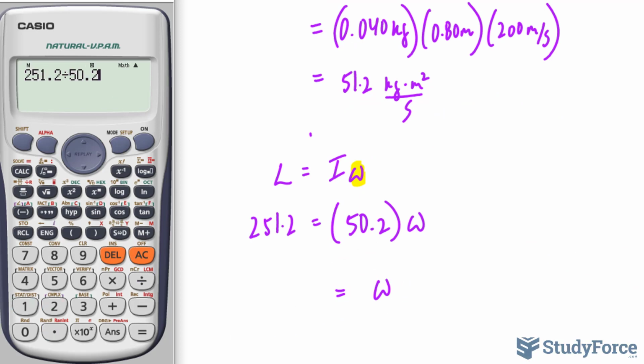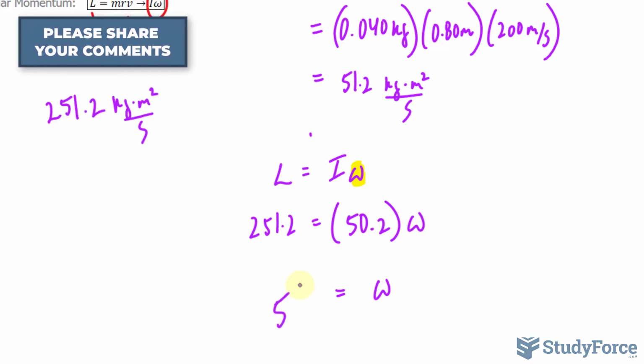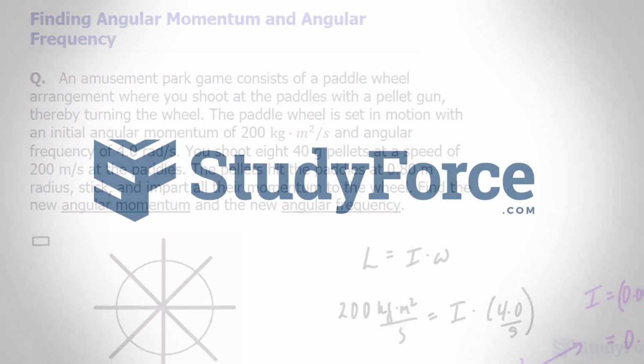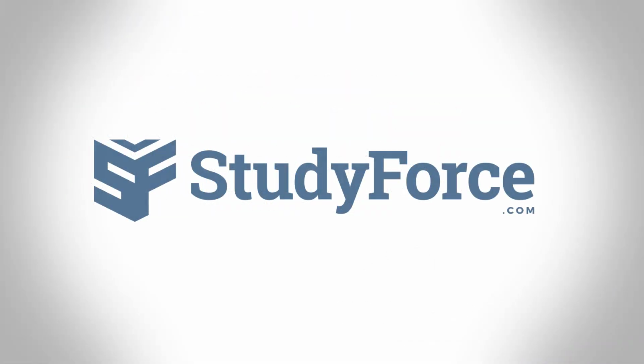251.2 divided by 50.20, and we end up with a value of 5 radians per second. If you want this to the correct number of significant figures, you can write down 5.00. And there you have it. That is how to find the angular momentum and angular frequency.